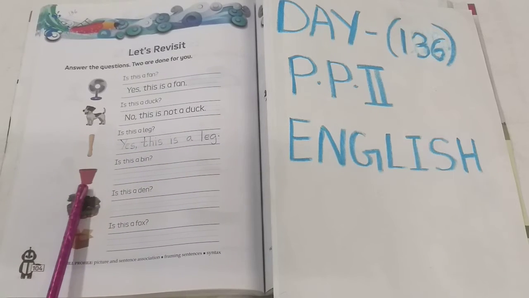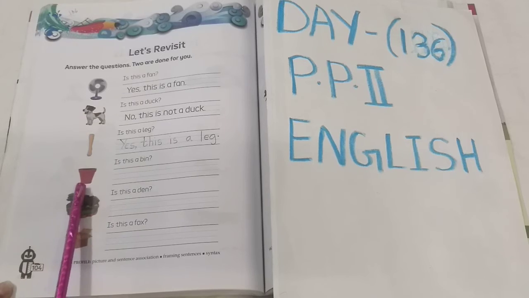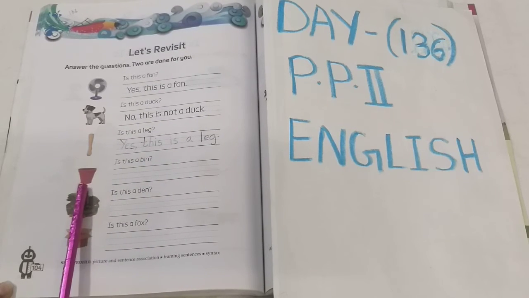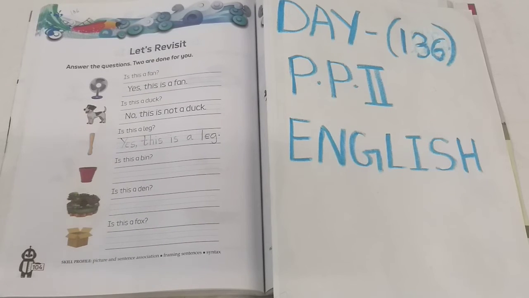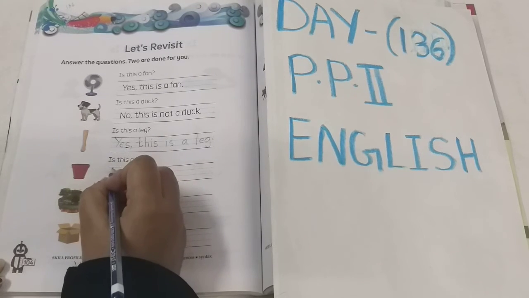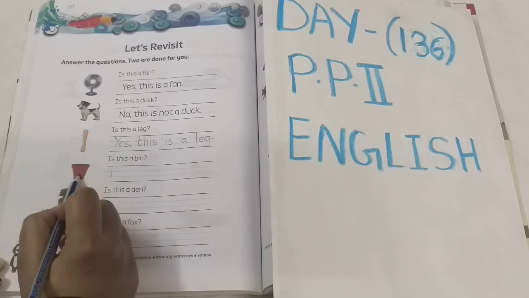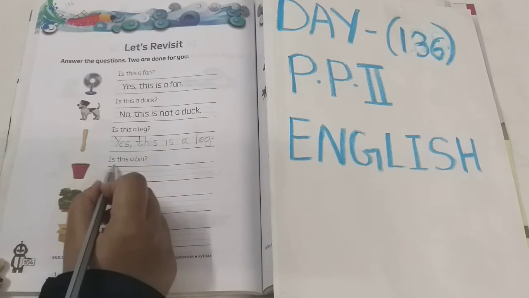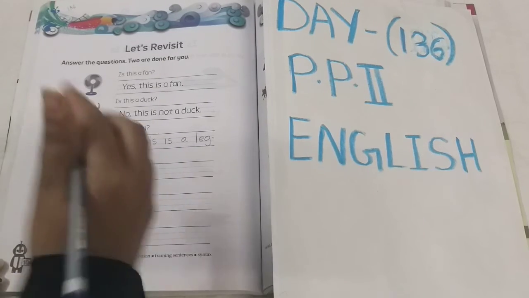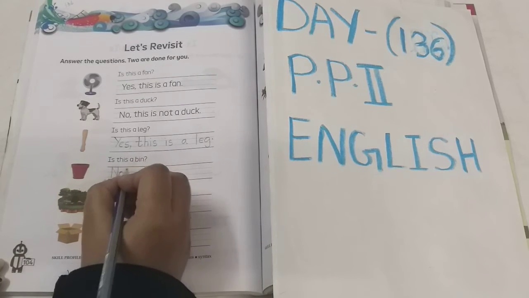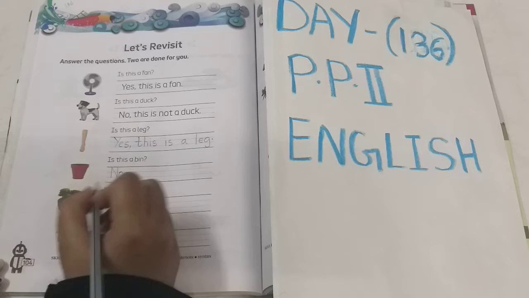Is this a bin, children? Is this a bin? See this picture, is this a bin? No, this is not a bin. So we have to write here the answer. This is a pot, children. But in the question what is he asking? Is this a bin? So no, N-O, no. After no, we have to put a comma.